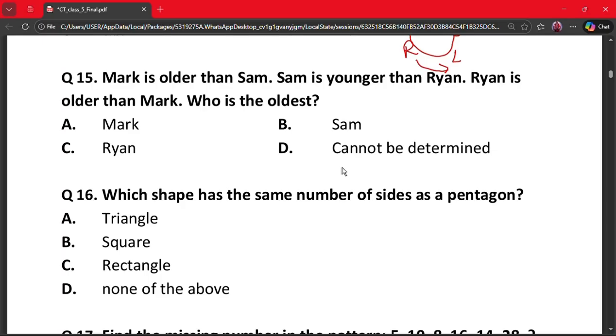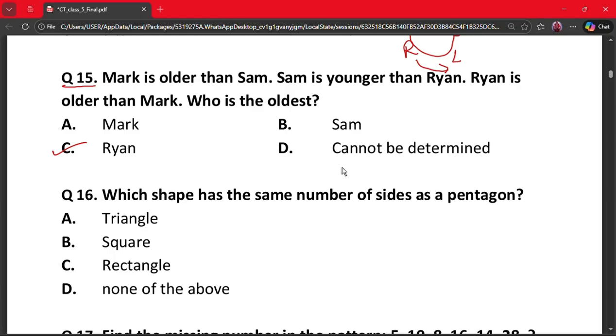The next question is question number 15. Mark is older than Sam, Sam is younger than Ryan, and Ryan is older than Mark. Who is the oldest? A, Mark, B, Sam, C, Ryan, and D, cannot be determined. So here the correct answer is option C, that is Ryan.